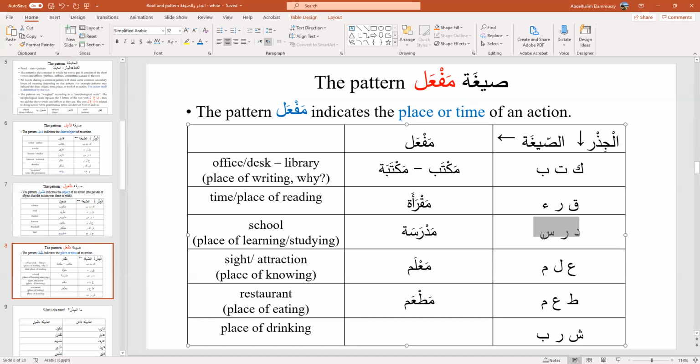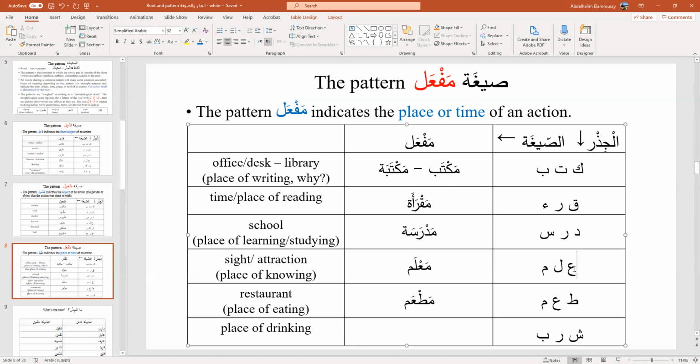Dal ra sin, let's put it in the pattern maf'al. You will replace as usual the fa with the first letter of the root, the dal, the ayn with the second letter of the root, the ra, the lam with the third letter of the root, the sin, and then you will add everything else as it is, the mim, the fatha, the sukun, the fatha. So it will be madras, and to put it in the feminine, you add the ta marbuta at the end, so it will be madrasa, and that's the word for school.